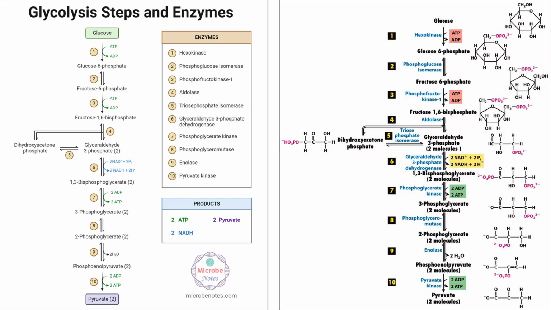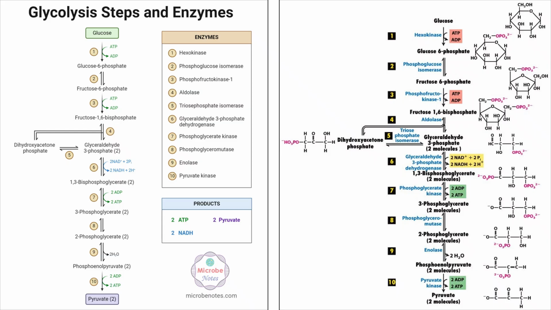In step 2, glucose 6-phosphate is rearranged into fructose 6-phosphate by phosphoglucose isomerase. In step 3, another ATP molecule is utilized by phosphofructokinase 1 to convert fructose 6-phosphate into fructose 1,6-bisphosphate. This is the rate limiting and committed step of glycolysis.